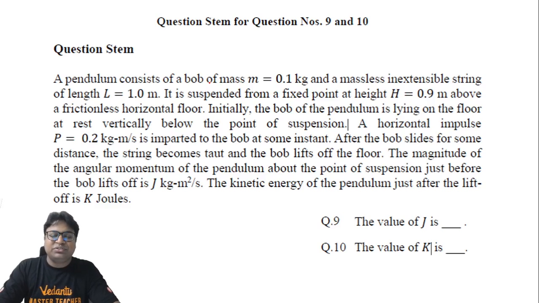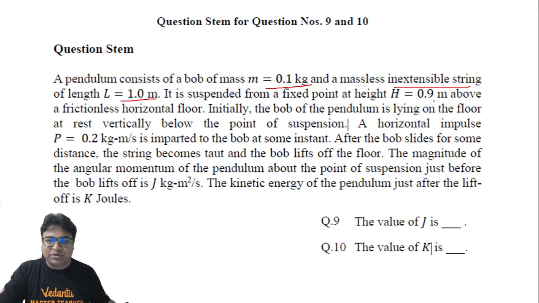Hello students. So this is question number 9 and 10 of paper 2 physics of JEE Advanced 2021. The situation says that a pendulum bob of mass 0.1 kg is attached with a massless string of length 1 meter suspended from a fixed point at a height of 0.9 meter above the frictionless horizontal floor.